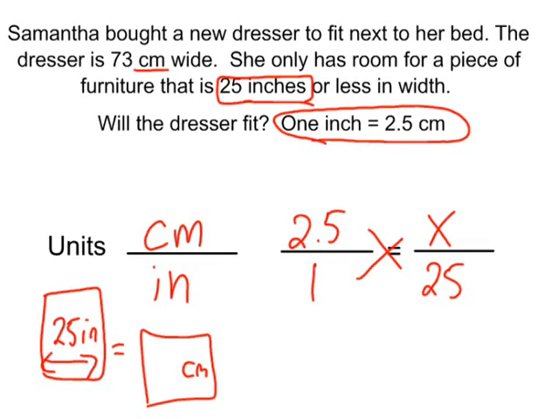I'll do 1 times x is x. 25 times 2.5 is actually 62.5. So that furniture needs to be 25 inches, which is equal to 62.5 centimeters. Now this dresser that she bought is 73 centimeters wide. It's too big. It won't fit. The furniture needed to be 62.5 centimeters or less. So that's how you can use a proportion to convert various measurements.